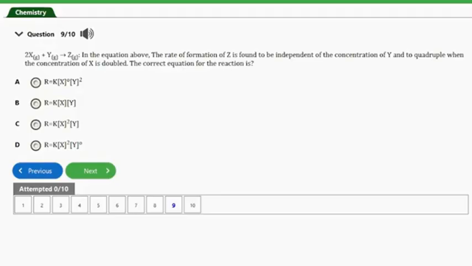So guys, the rate of formation of Z according to the equation is independent of the concentration of Y and quadruples when the concentration of X is doubled. So this implies that the reaction is second order with respect to X and zero order with respect to Y. Hence, the equation is going to be that represented in option D. So that's it for that question.